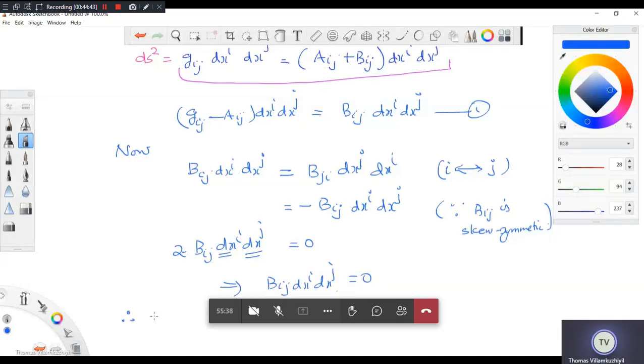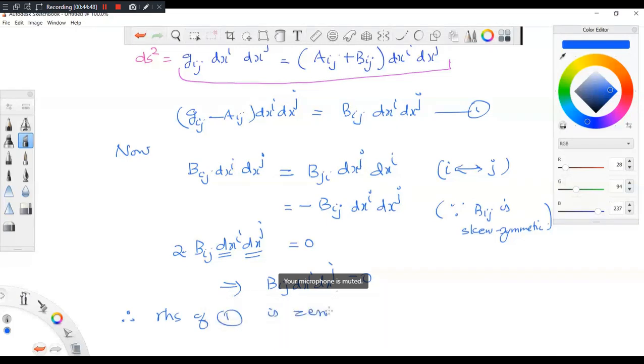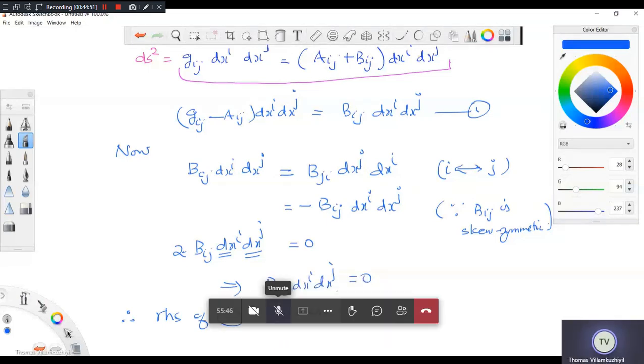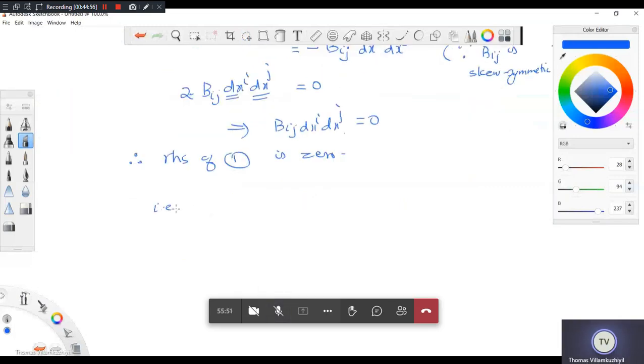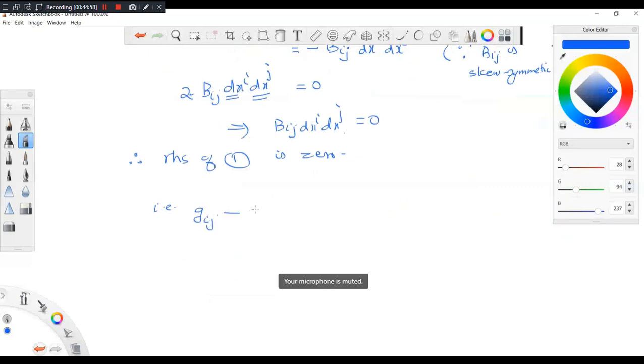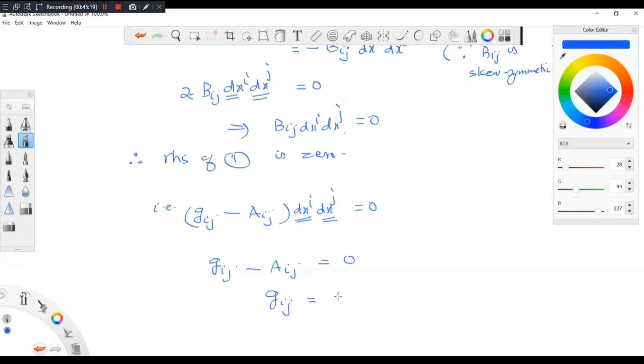RHS of (1) is 0. Okay, RHS of (1) equal to 0. So what does it mean? That is gij minus aij into dxi dxj equal to 0. So these are coordinate differentials. They cannot be 0. So this means that gij minus aij equal to 0. So which means gij is equal to aij.